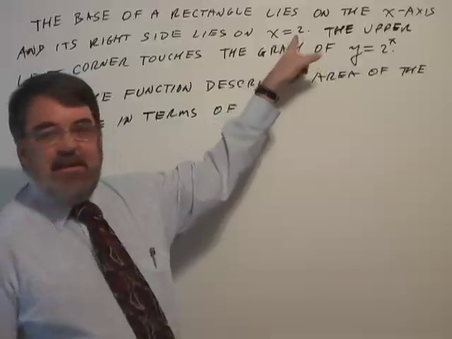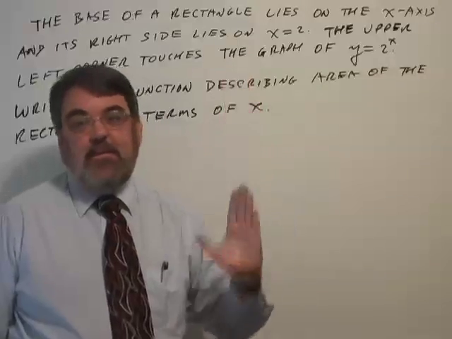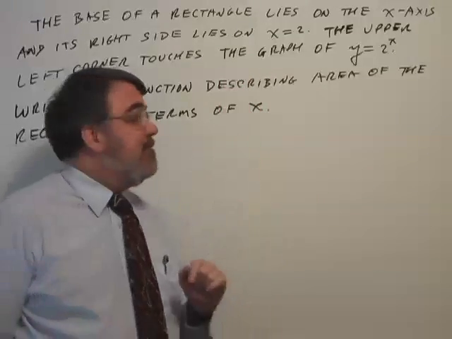And do you know what that is? X equals 2 is a vertical line. It's where all the points have x equals 2.